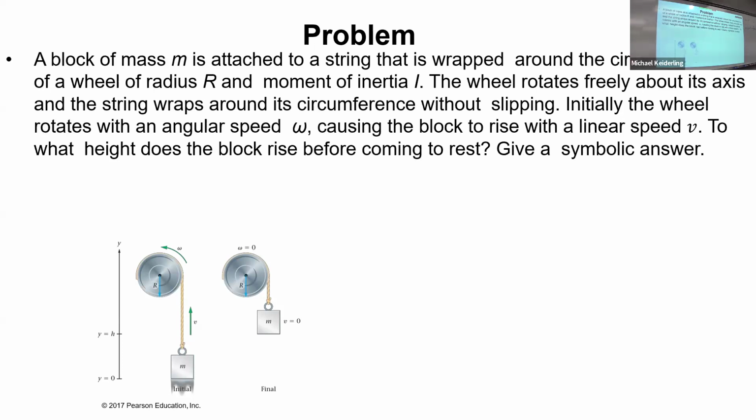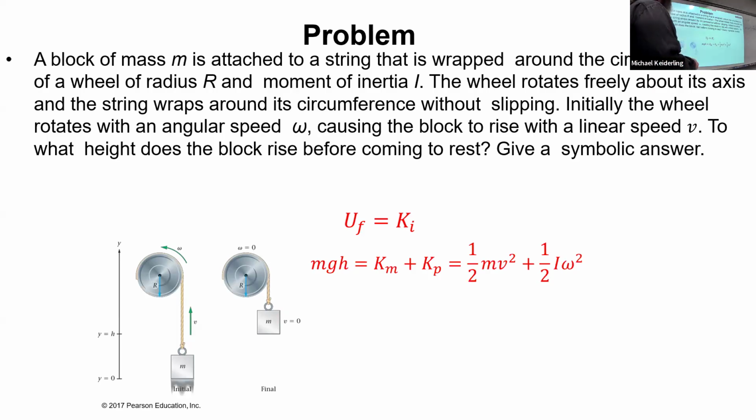So our final potential energy is equal to our initial kinetic energy. So mgh equals kinetic energy of the mass plus kinetic energy of the wheel. So 1/2 mv squared plus 1/2 I omega squared. But we can simplify this a little. We can relate omega to velocity. Well, our height is going to be 1/2 mv squared plus 1/2 I omega squared over mg.